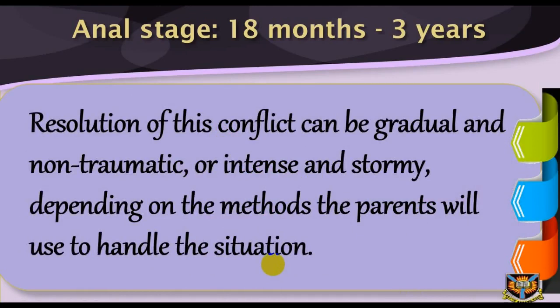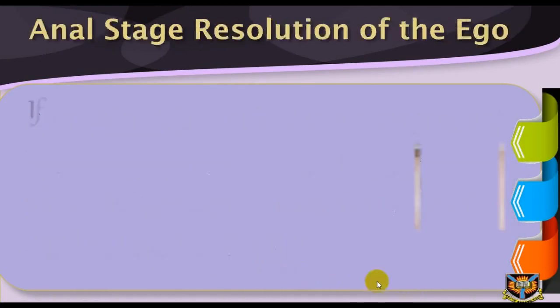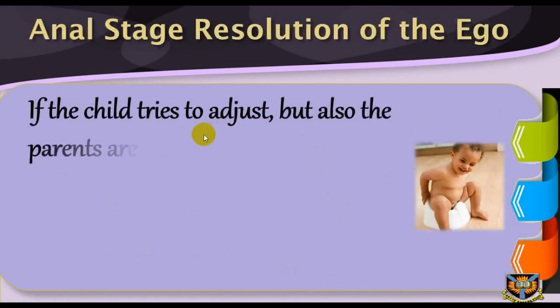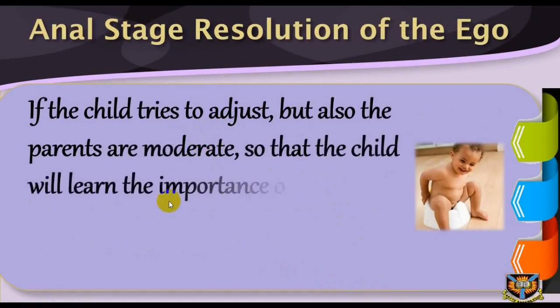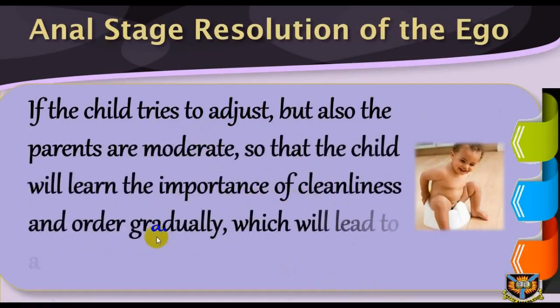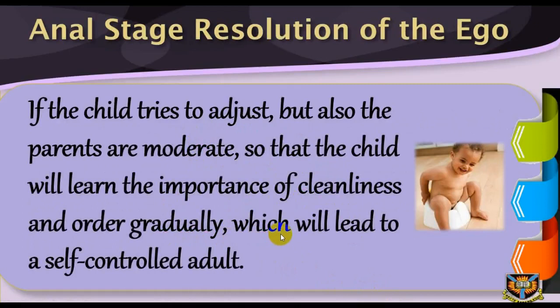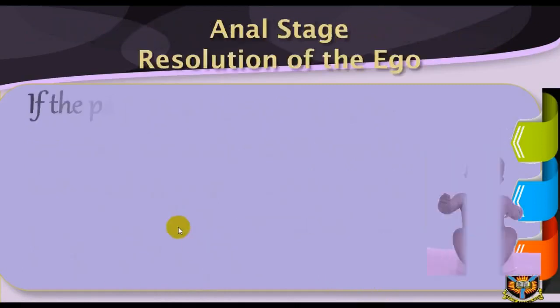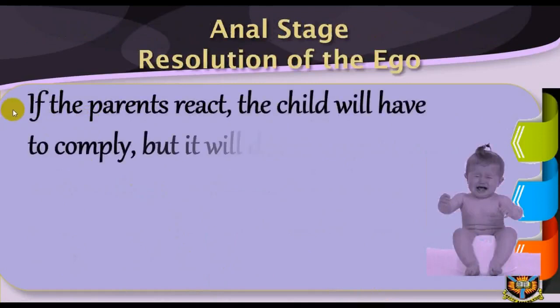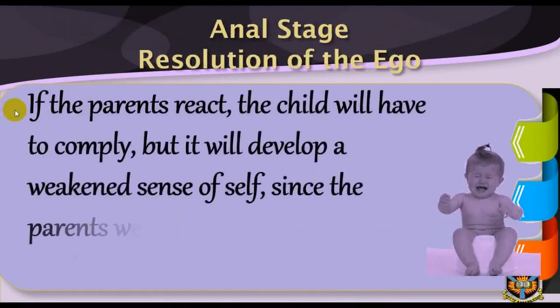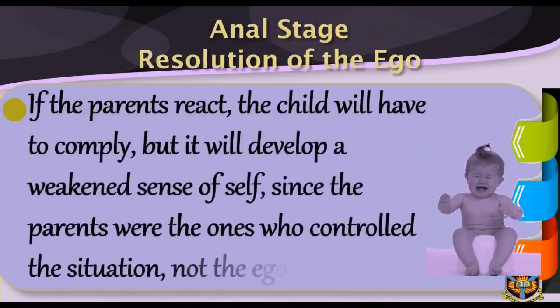The ideal resolution will come if the child tries to adjust, but also the parents are moderate, so that the child will learn the importance of cleanliness and order gradually, which will lead to self-controlled adults. If the parents emphasize toilet training too much while the child decides to accommodate, this may lead to the development of a compulsive personality, extensively concerned about order and neatness.